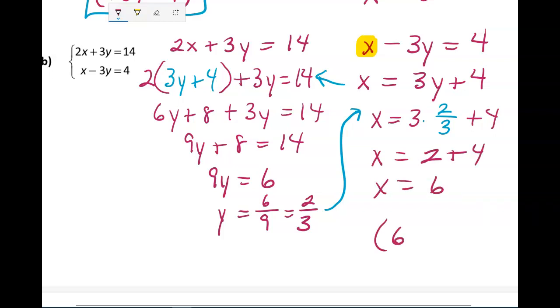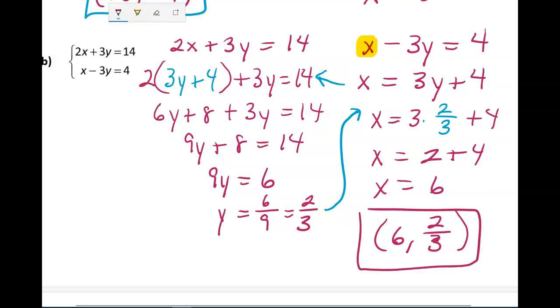So it looks like we have an ordered pair 6, 2/3. Make sure that you put the x value first in the ordered pair and then the y value. So there's our solution, 6, 2/3. And we can also check this one as well, and you can write it down or you can just do a head check. 2 times 6 is 12. 3 times 2/3 is 2. 12 plus 2 is 14. Checks in the first equation. Second equation, 6 is x, minus 3 times 2/3 is 2, so 6 minus 2 is 4, checks also.